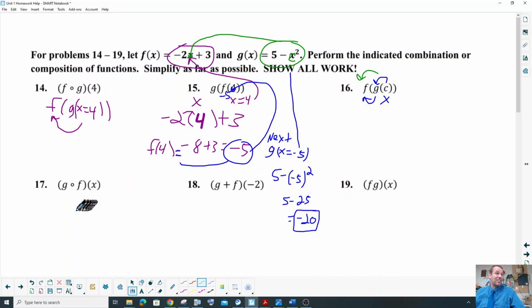Number 17 now is going to have us distribute the whole function into the other function. So g o f means g of f of x. Sorry, I'm writing with a mouse here.